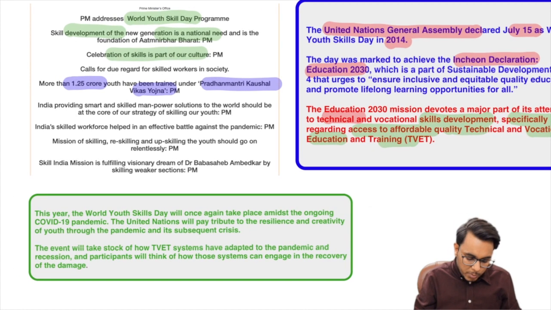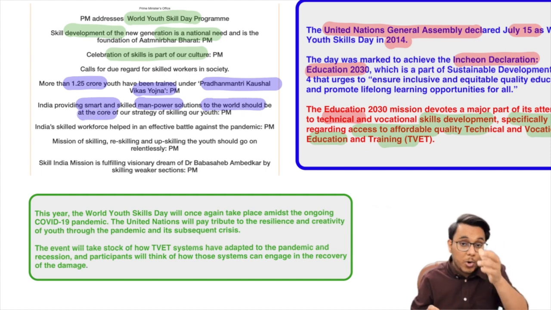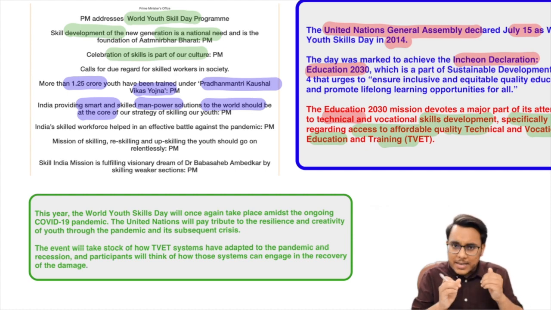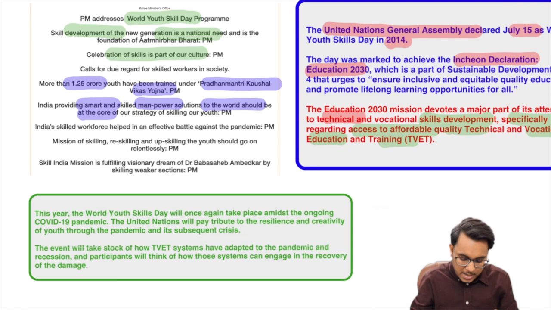Moreover, India is also providing smart and skilled manpower solutions to the world, and it is at the core of a strategy for how India can become the sub-exporter of demographic skill sets. Now guys, one thing that is playing to the advantage of India is that we have a remarkably young population. More than 50% of India's population is below 30 years of age. So in this capacity, having a vibrant youth and skilling it becomes very important.